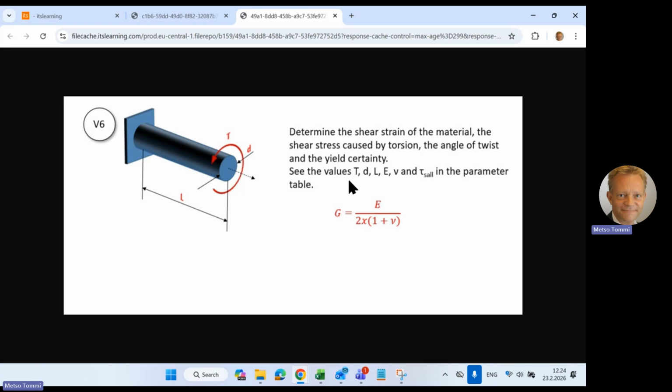And there is also a formula that you can use, because this is the Young modulus, and this is the twist modulus. With this calculation, because in this parametric table you have only the Young modulus given, you have to calculate this shear modulus with this formula.